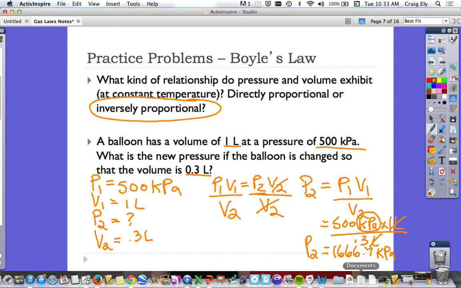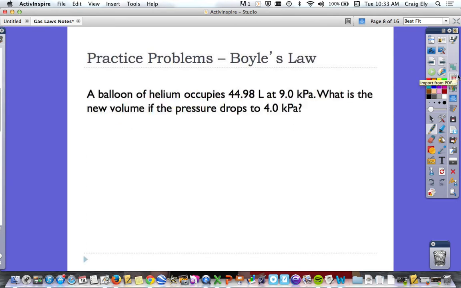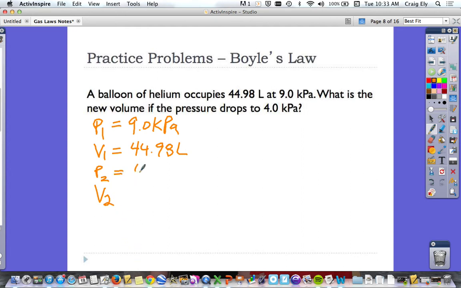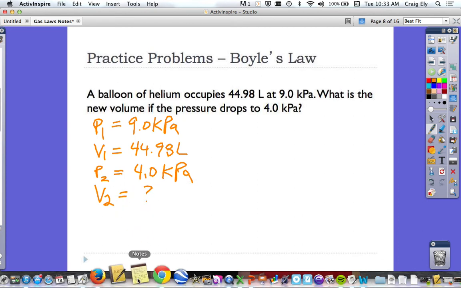All right, let's try another one. Here we have a balloon of helium that occupies 44.98 liters at 9 kilopascals. What is the new volume if the pressure drops to 4 kilopascals? So again, P1, V1, P2, V2. My beginning pressure is 9.0 kPa. My beginning volume is 44.98 liters. My ending pressure is 4.0 kPa. And my ending volume, that's what I'm solving for.